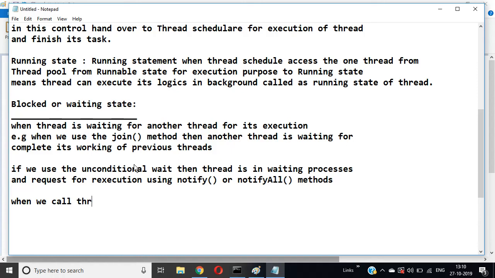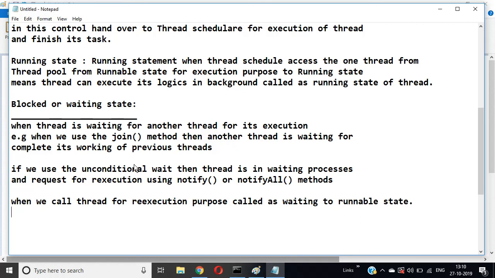When we call the thread for re-execution purpose, it is called waiting to runnable state. When you call the thread for re-execution purpose, it is called waiting to runnable state.